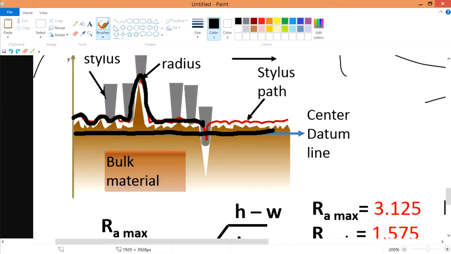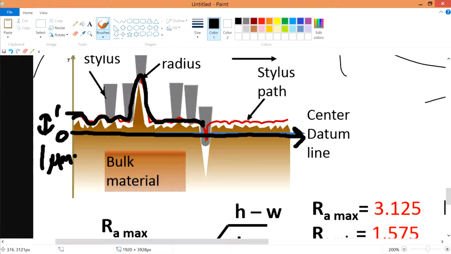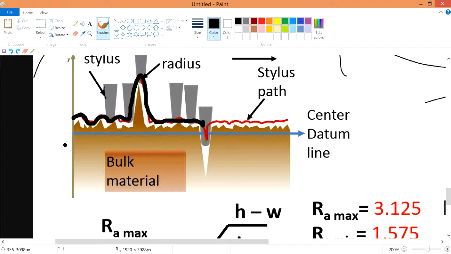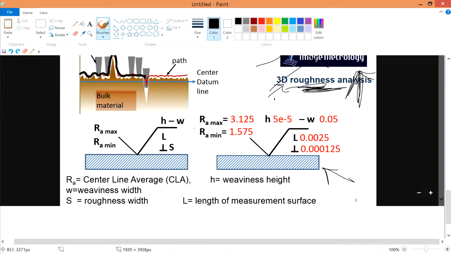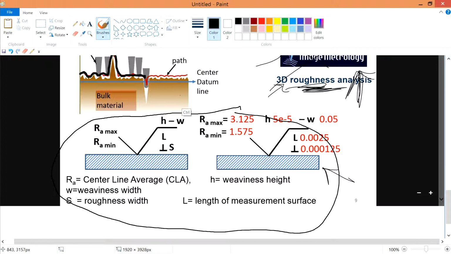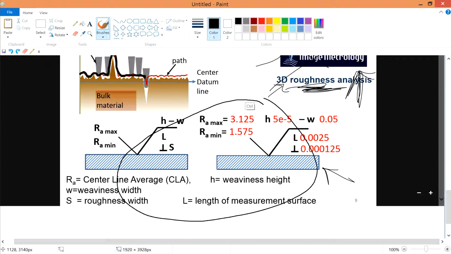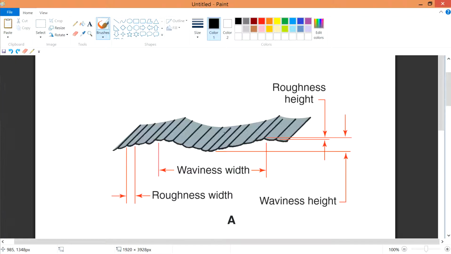Therefore there will be a center datum line. The center datum line is over here, and it's just a datum line that you reference. This datum line gives you the origin. From here this is 0, and maybe this is 1 micrometer, something like that. You get what I mean? So this is how the graph shows you. This is a small portion of understanding how it works, because there is more to this, but I just want to show you the definitions.